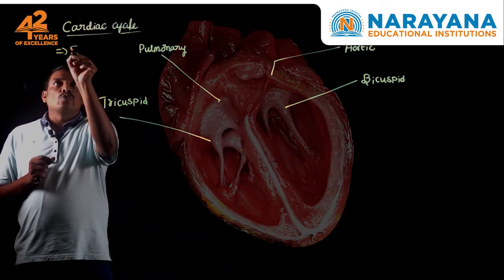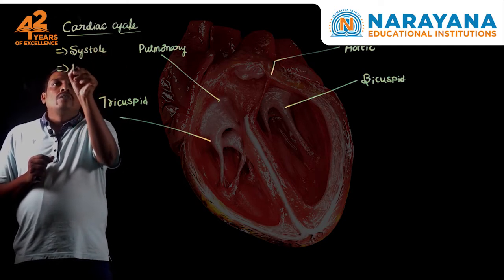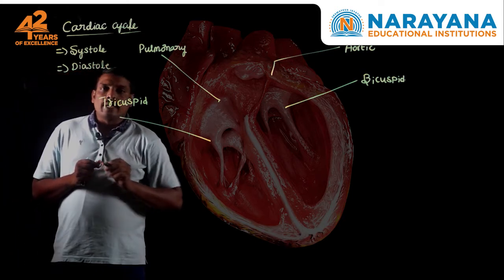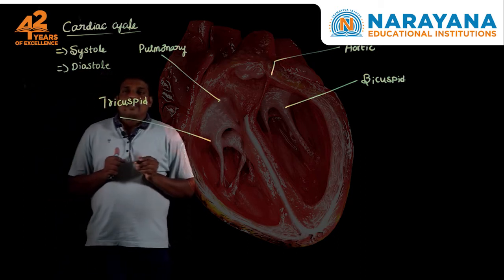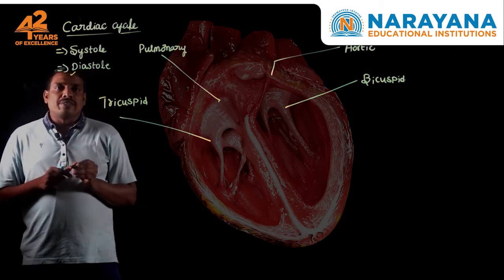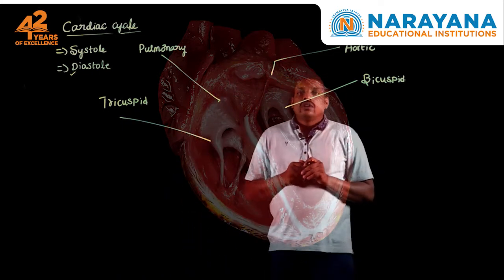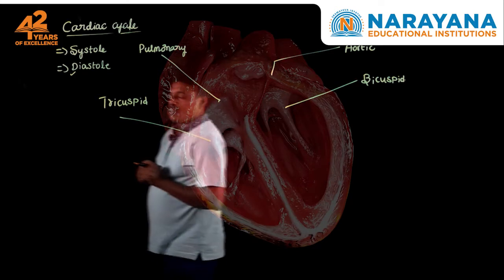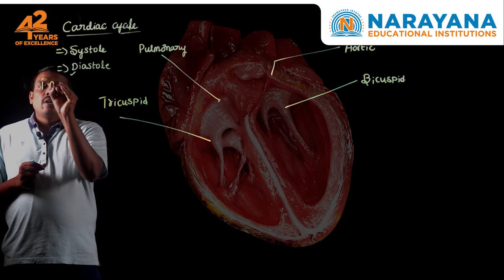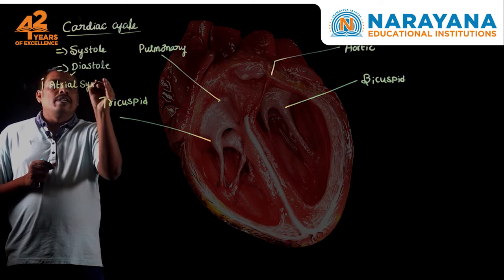What do you mean by systole? What do you mean by diastole? Dear students, can you define systole and diastole? By the way, systole is a contraction phase, diastole is a relaxation phase. During the working of the human heart, there are 3 major steps which are noticed. What are those 3 major steps? The first one is atrial systole.